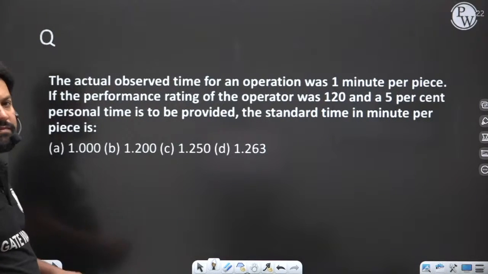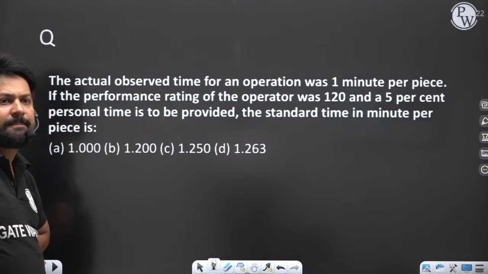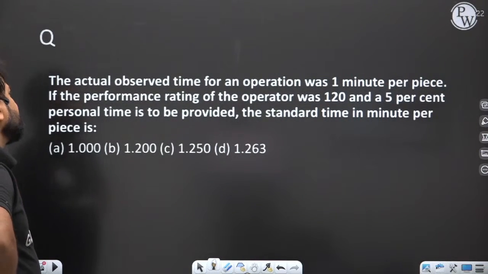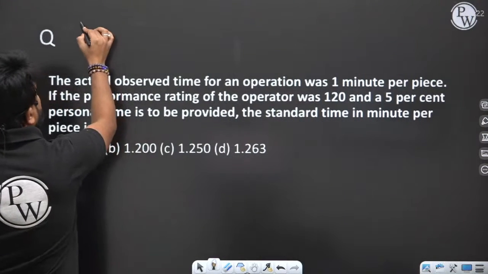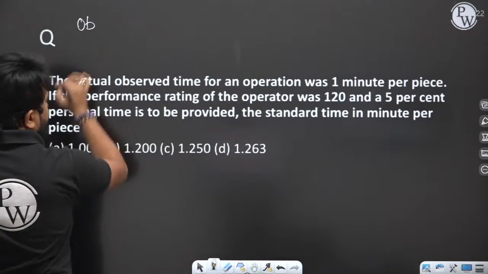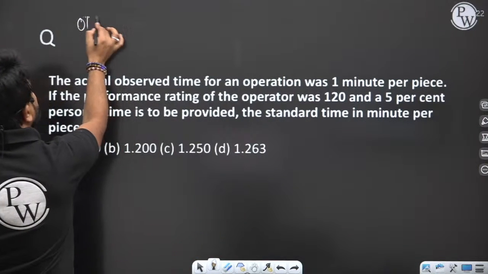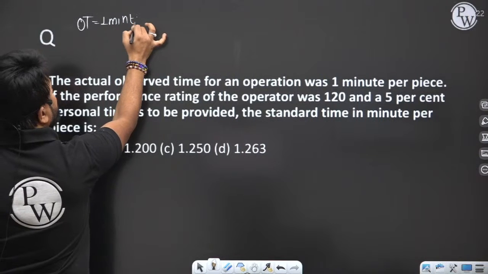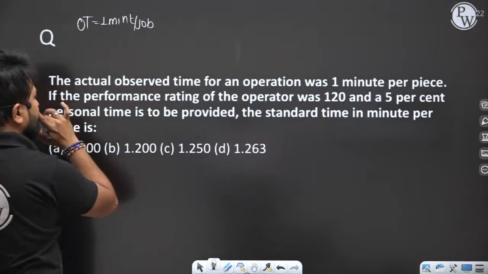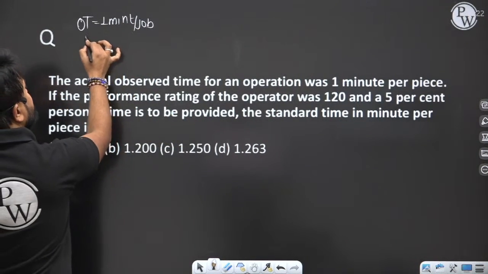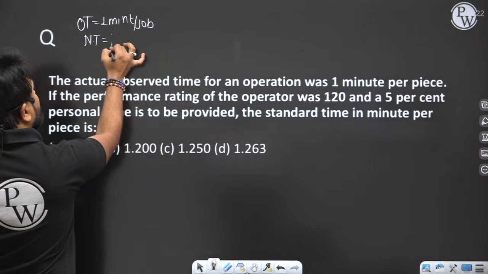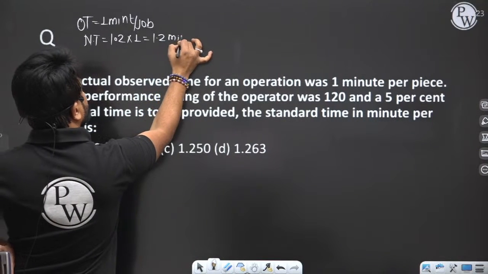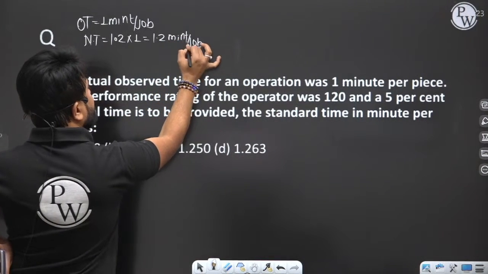Next, the actual observed time for an operator was 1 minute per piece. Again, the thing is very much the same. Observed time is 1 minute per job. If the performance rating is 120%, then the normal time is 1.2 minutes per job.